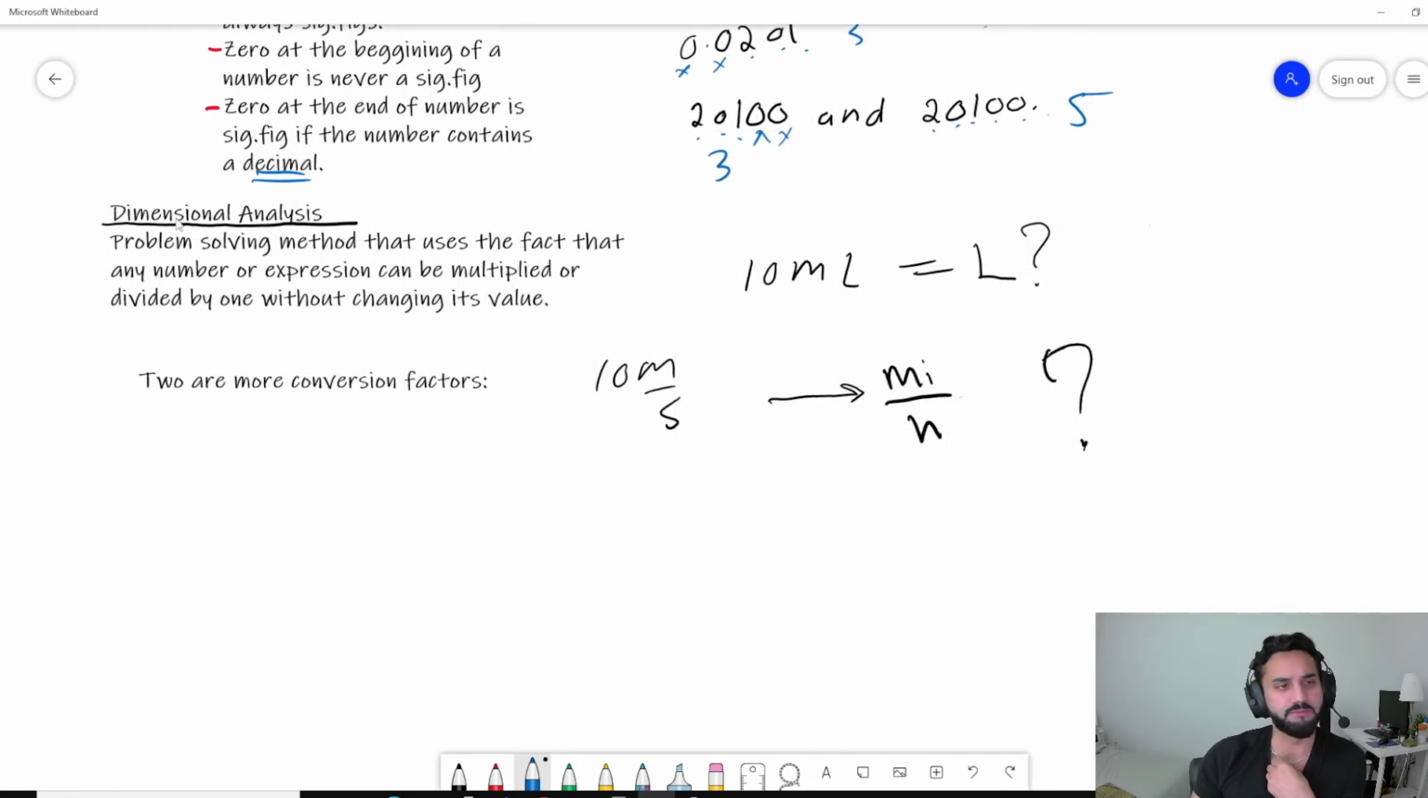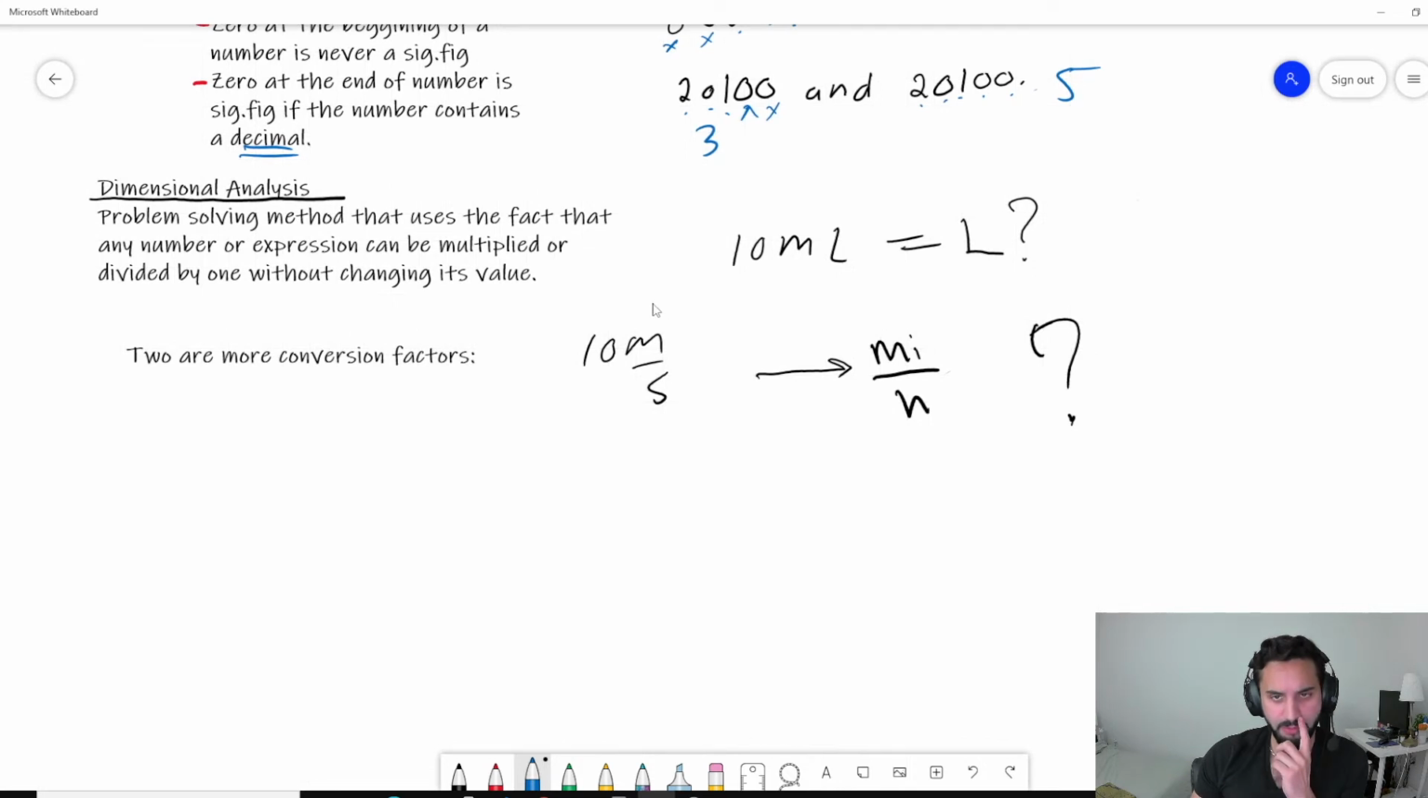Let's move on to dimensional analysis. It's a problem solving method that uses the fact that any number or expression can be multiplied or divided by 1 without changing its value. What do I mean by that? In chemistry, we do a lot of dimensional analysis. In other words, conversions. So I have this example. I have 10 milliliters and I want to convert it to liters. How do I do that?